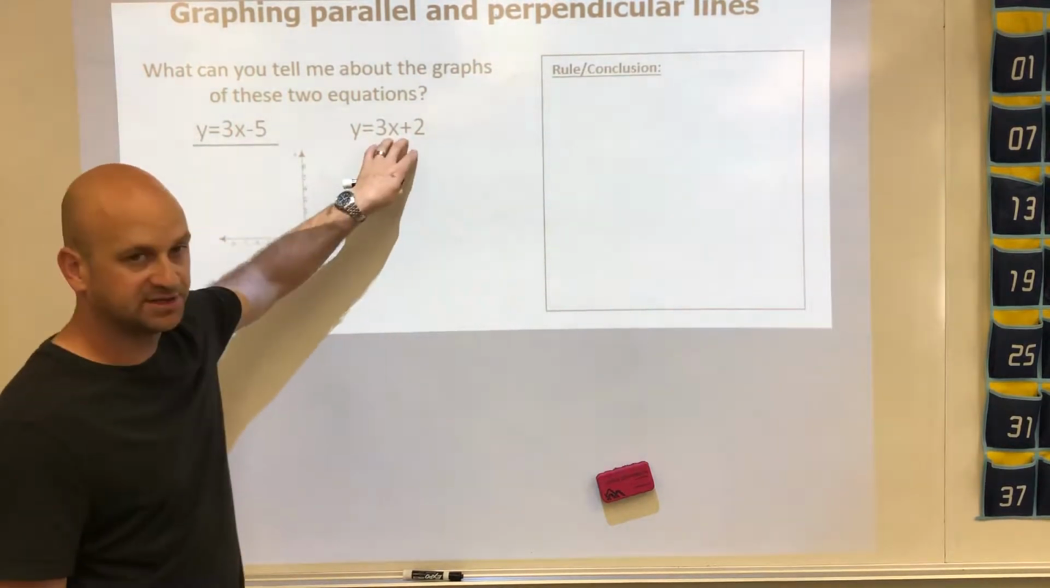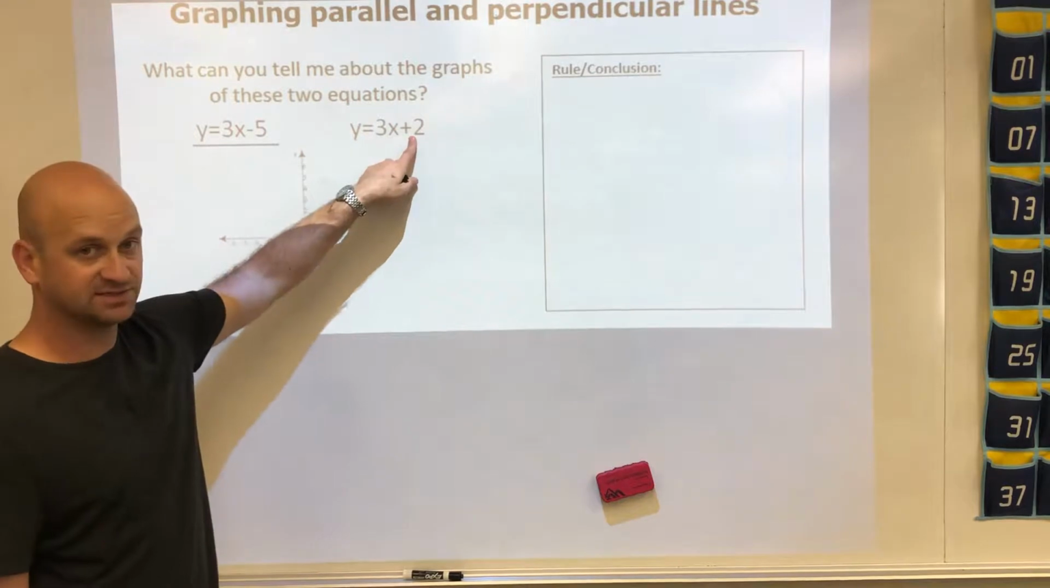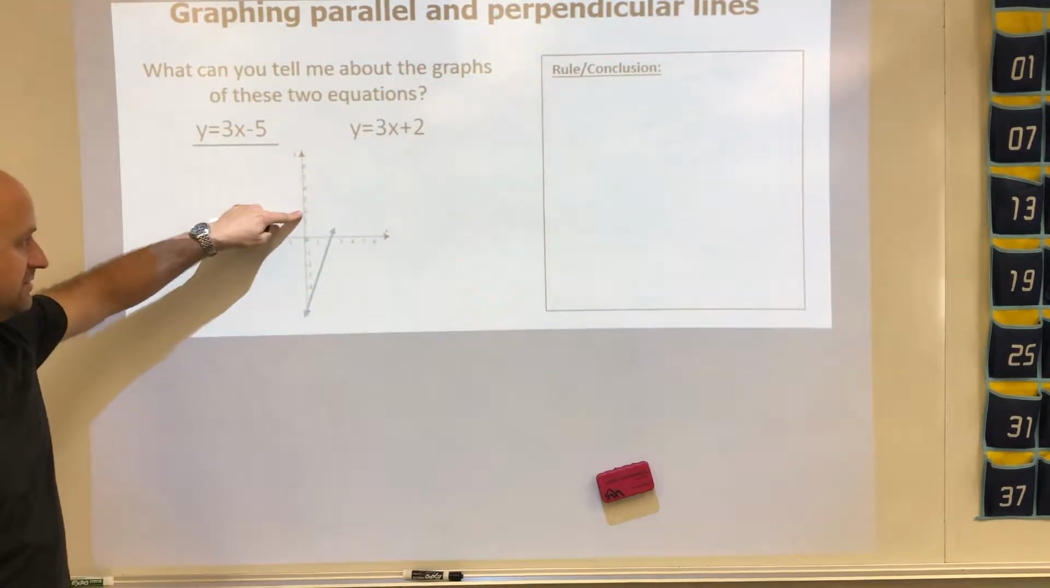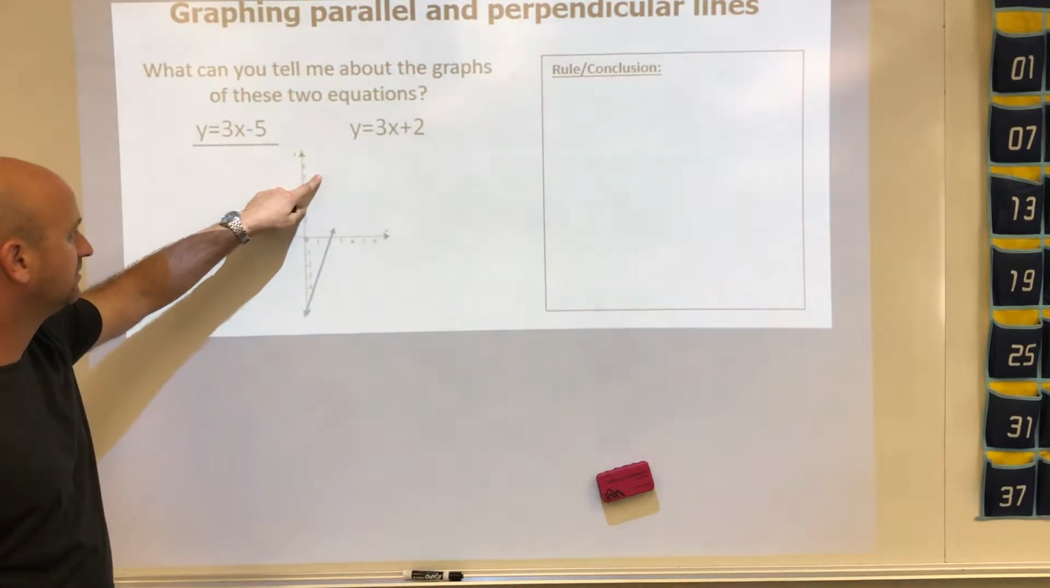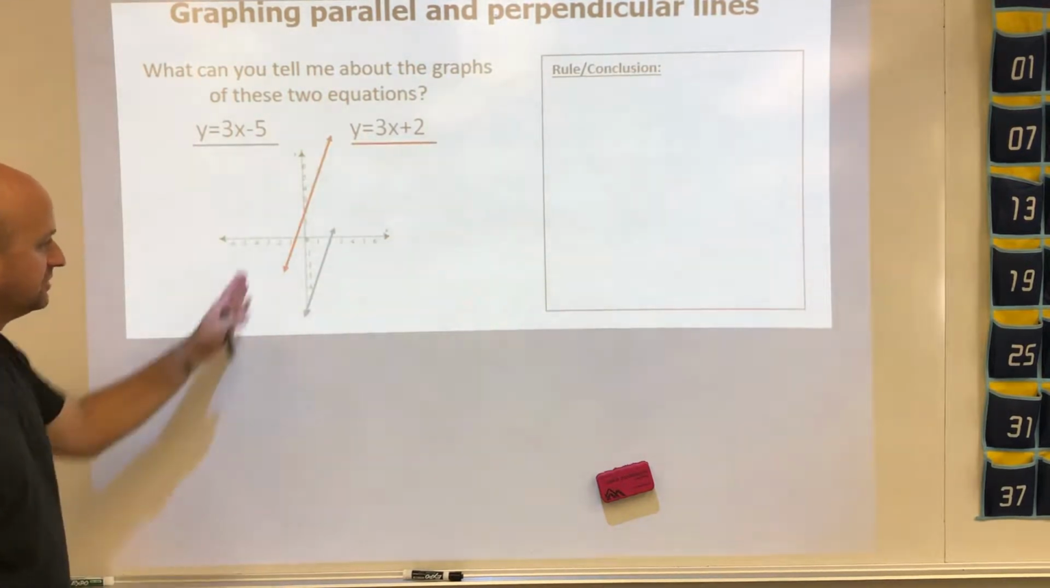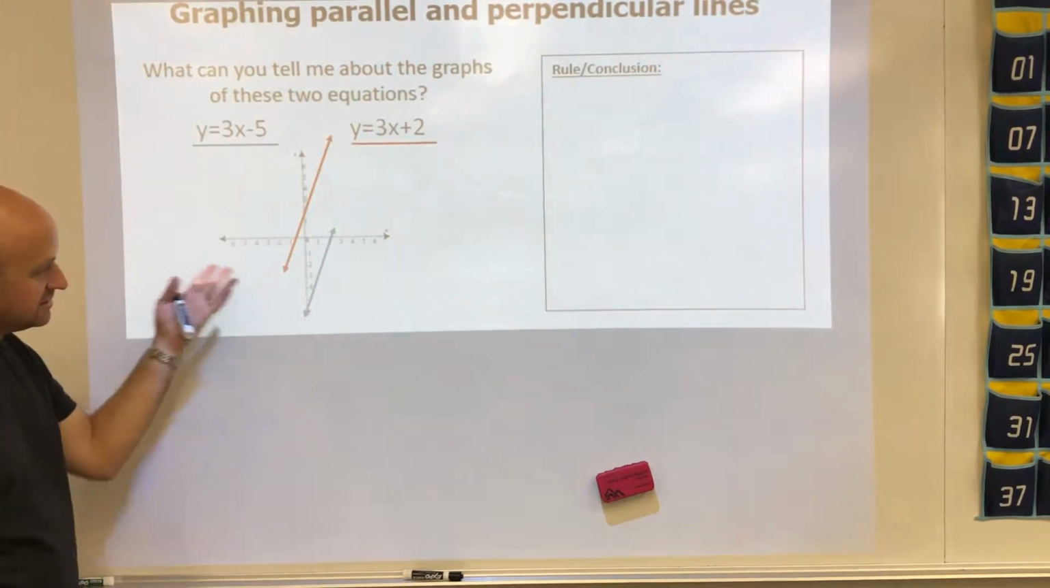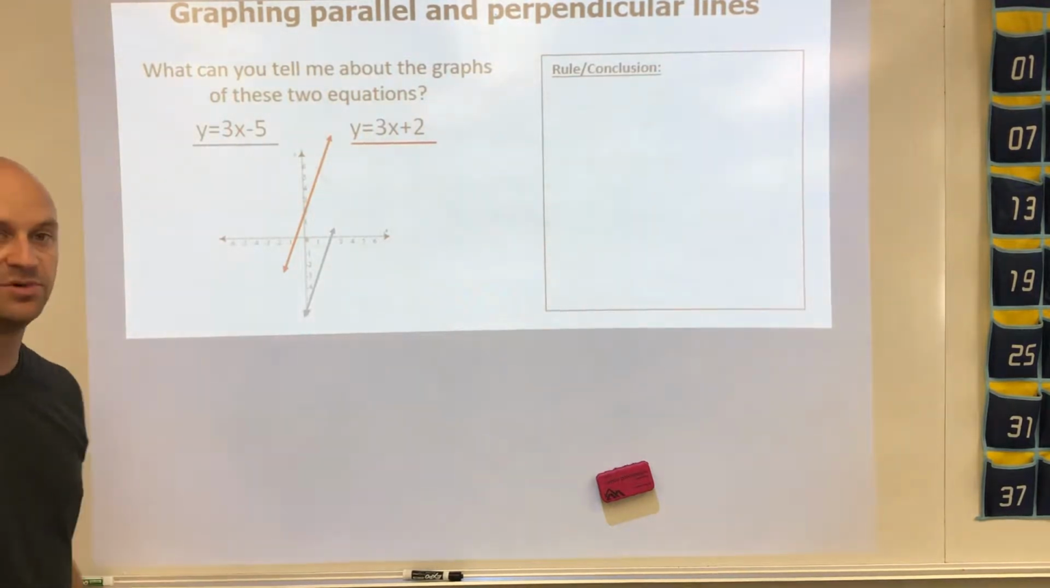We're going to do the same thing for this equation. So again, we start at +2. So over here is +2. And then we're going to go up 3 and right 1, up 3 and right 1. And you'll get this. Now it's pretty clear to see that these look parallel, but we need to prove it.